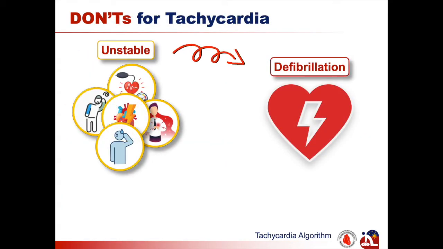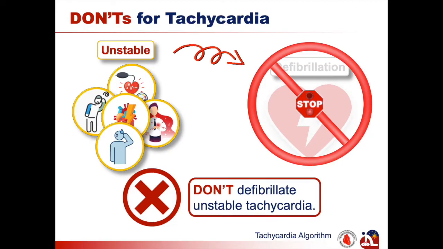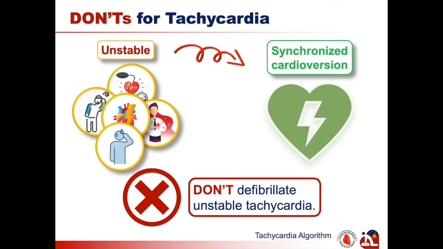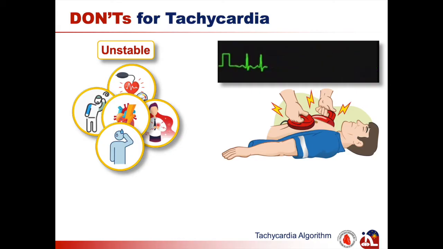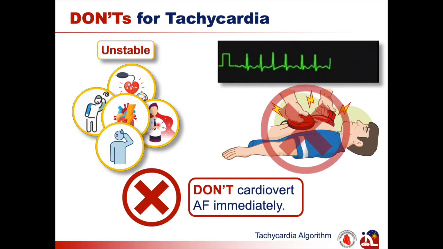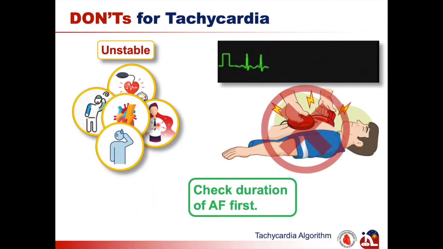For unstable tachycardia, defibrillation is not an option. You do not defibrillate unstable tachycardia. Instead, you do synchronized cardioversion. For unstable fast atrial fibrillation, you do not cardiovert haphazardly. You check first on the duration of AF before deciding whether or not to go for cardioversion. That is to prevent an embolic event in cases of chronic atrial fibrillation.